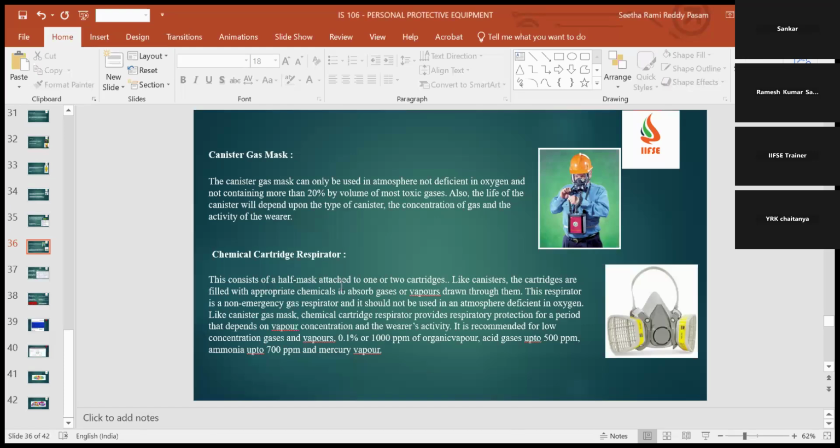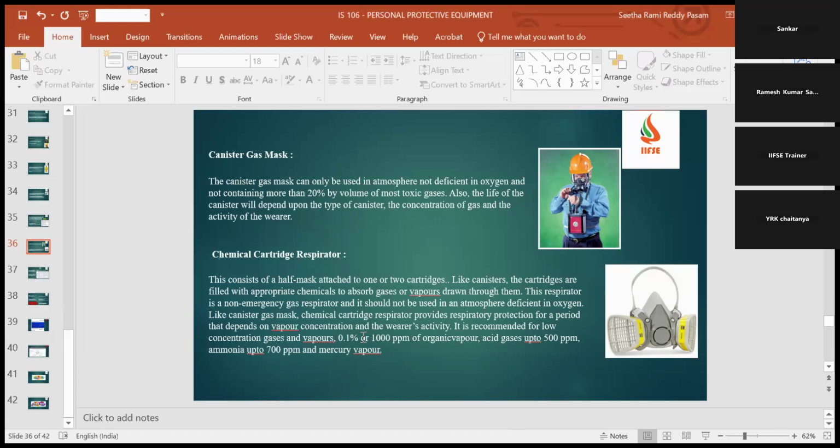These will again be a half mask attached to one or two cartridges. If it is a single cartridge, you will see a rounded shape cartridge. If it is dual type, you will get triangle type cartridges. Again, this is like a canister type, filled with appropriate chemicals to absorb the gases and vapors drawn through them. The respirator is a non-emergency gas respirator and should not be used in an atmosphere deficient in oxygen. The simple rule of thumb wherever you use air purifying respirators is that you should not use them in oxygen deficient atmospheres.